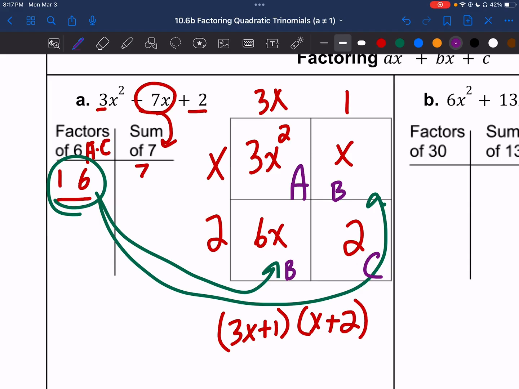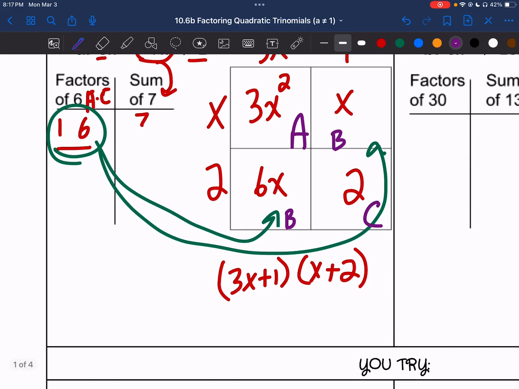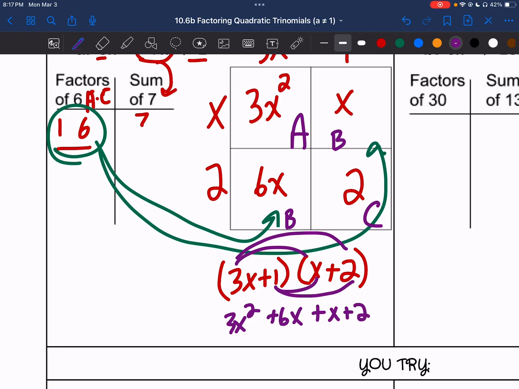And if we want to, we can double check our work on this and FOIL it. 3x times x is 3x squared. 3x times 2 is 6x. 1 times x is x. And 1 times 2 is 2, which then you combine to be 3x squared plus 7x plus 2.